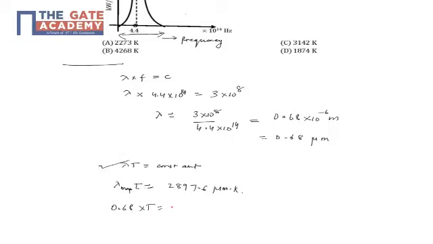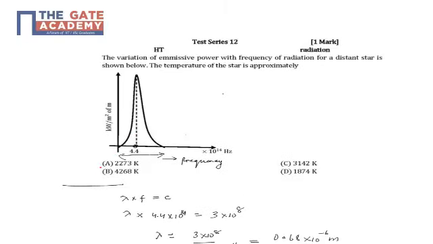0.68 into temperature is 2897.6, and therefore the temperature is 2897.6 by 0.68. So this comes out to be 4268 Kelvin. So 4268 Kelvin, the answer is B.